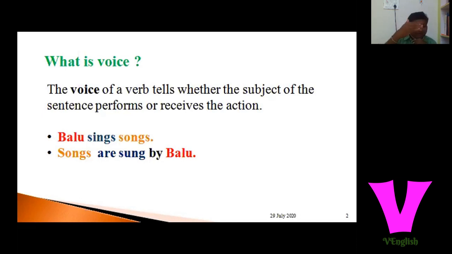So, dear students, if you understand these two sentences well, active passive is very easy. So, concentrate carefully. In the first sentence, subject is doing the action. But in the second sentence, subject is receiving the result of the action. So, when the subject performs the action, it is called active voice. And when the subject receives the action, that is called passive voice.